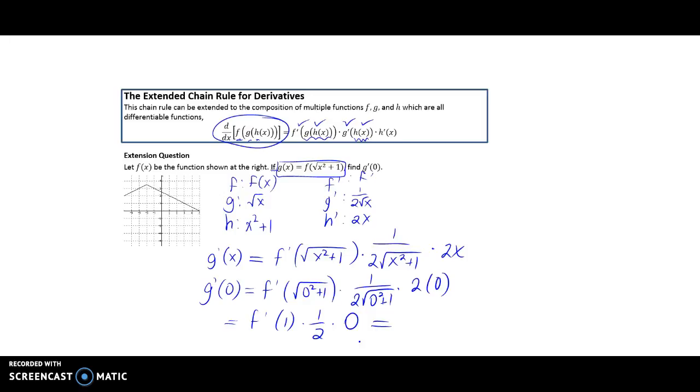I would like to remind you that I could find the derivative of 1 by utilizing the slope on this graph. Slope looks like -1/2 if I just do some rising and running. But again, that's not super important because I'm multiplying all that by 0. And there's my answer. There's that chain rule of several compositions inside of one another.